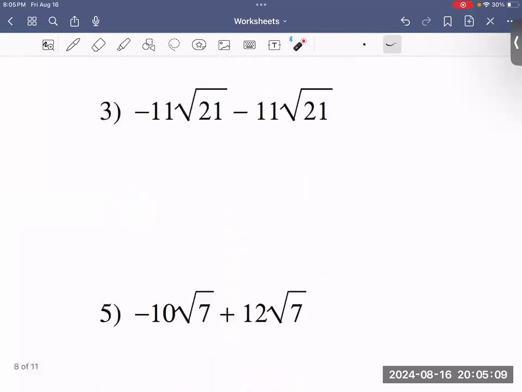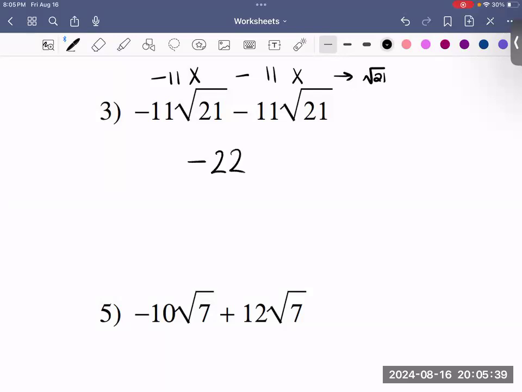So let's have you try it again on this one. We have negative 11 minus 11, and they both have the square root of 21. So really, we're just looking at this as if it were written as negative 11x minus 11x. The x is signifying the square root of 21. So we are just combining these 11s to make negative 22x, or in our case, negative 22 square root of 21.